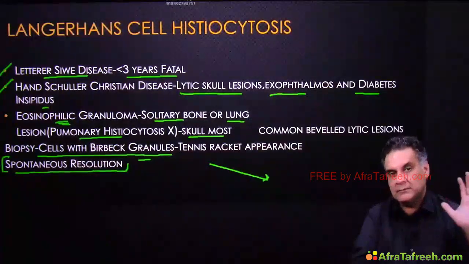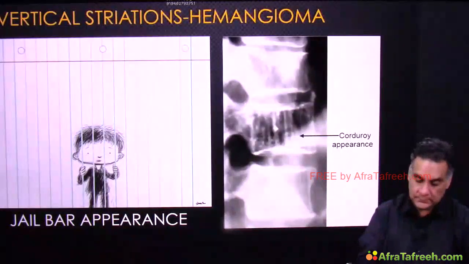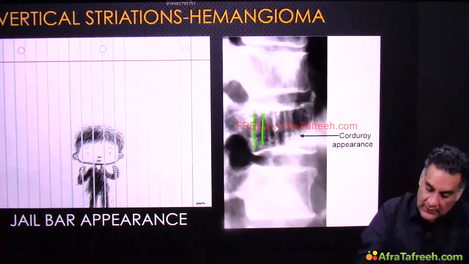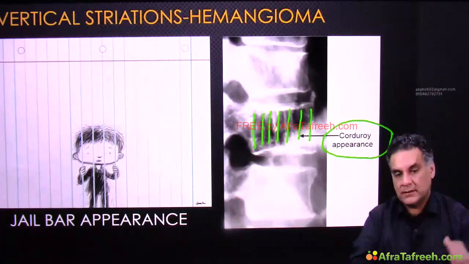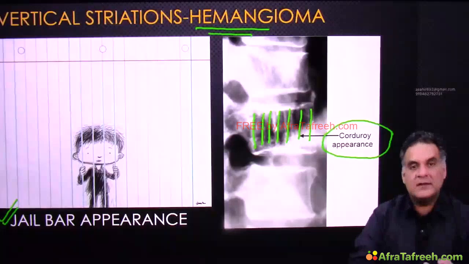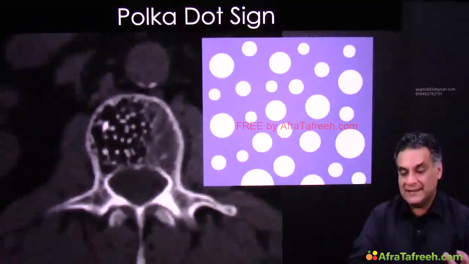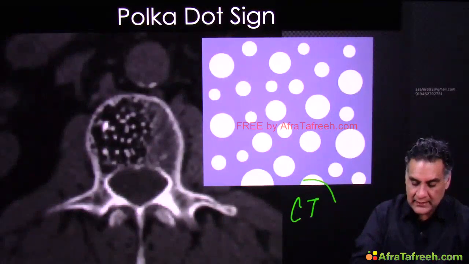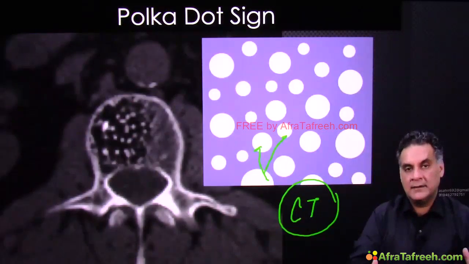Remember that. Spontaneous resolution. When you look at a vertebra and there are vertical striations, this is called as corduroy appearance, just like a pattern of print on a cloth, and jail bar pattern seen in hemangioma. This is an X-ray finding, can come as an image, but when you do a CT scan of that, you will see unequal sized dots called as polka dot pattern, a theory question, seen in hemangiomas.